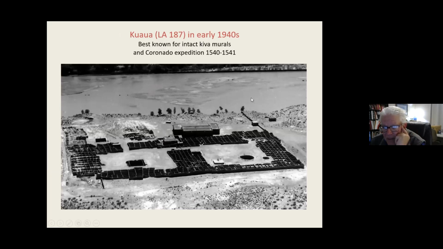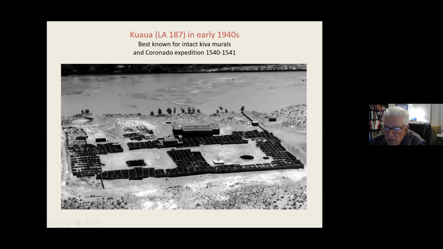Here's another photograph taken in, we think, 1940. There's the Rio Grande. Again, the museum, caretaker's house. The parking lot is over here, now paved. If you've been to the site, this is where you would park and then you would walk into the grounds here.